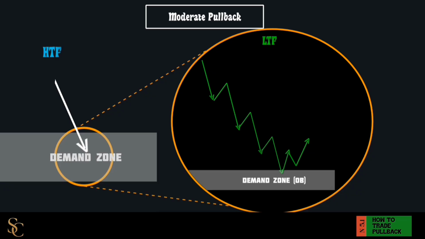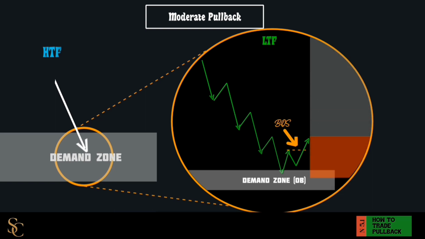Confirm the setup with a break of structure, BOS, on the LTF. In an uptrend, price may temporarily break a minor lower high or swing low. In a downtrend, it may break a minor higher low or swing high. The BOS indicates that the pullback is ending and that the main trend may continue. Enter once the BOS aligns with the trend direction.